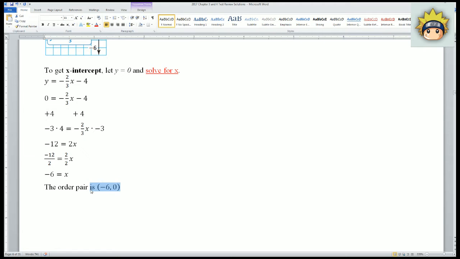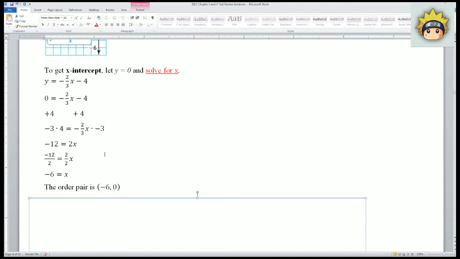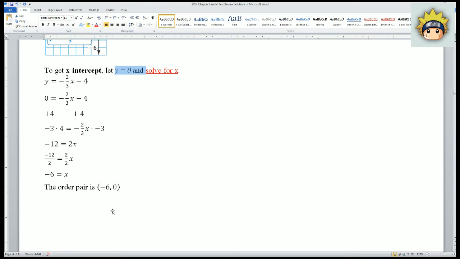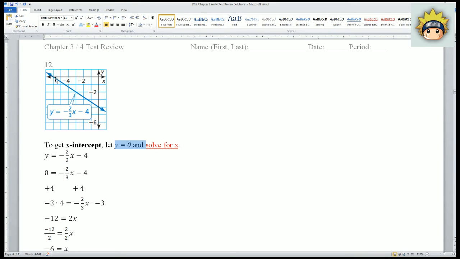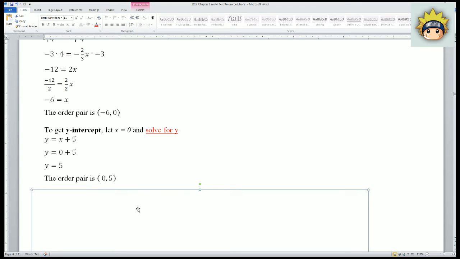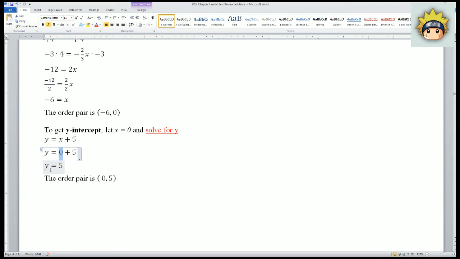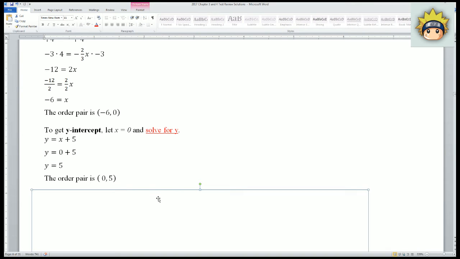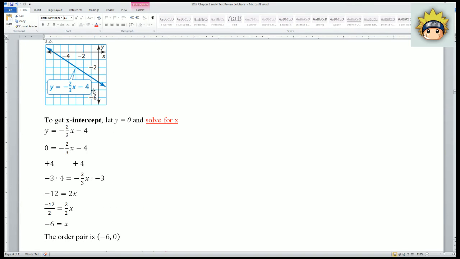So the ordered pair here is (-6, 0), because y was 0. Let's see if that was correct. -6 for the x-intercept. Correct. Good. To get the y-intercept, let x equal 0 and solve for y. Y is equal to x plus 5. Make that substitution. X is equal to 0, so y equals 5. That is the ordered pair (0, 5). It seems like that is also correct.